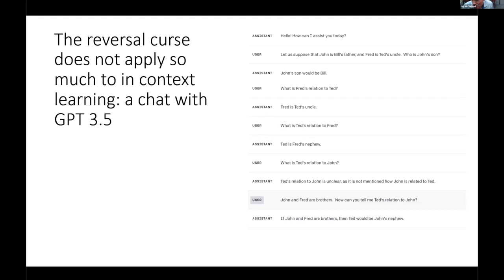And then I said, John and Fred are brothers. Now can you tell me Ted's relation to John? And it said, if John and Fred are brothers, then Ted would be John's nephew. So this is actually pretty smart, right? The network is able to use this information when presented in context, use it bidirectionally, combine new facts together to make an inference, and correctly bind items to their roles and use them bidirectionally and not suffer from the reversal curse. I must report to you that it wasn't perfect.